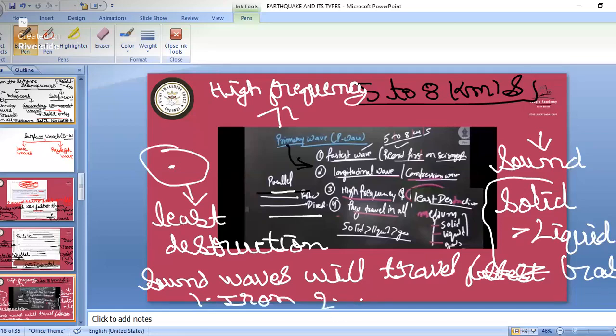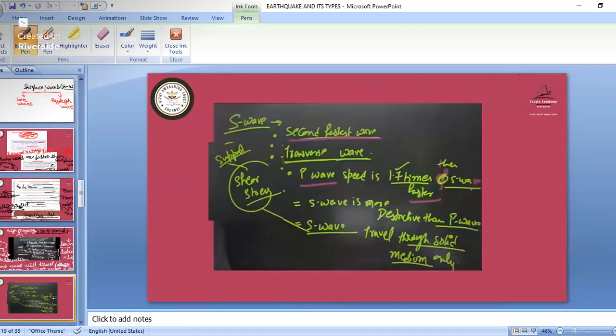Then they'll give river water, then some gaseous names like sulfur dioxide. So the options will be given: sound waves will travel fastest in which? It will travel fastest in the solid, and in the solid option that is iron. So remember that. In this way, concept-based questions are asked. So this is all about the primary waves.